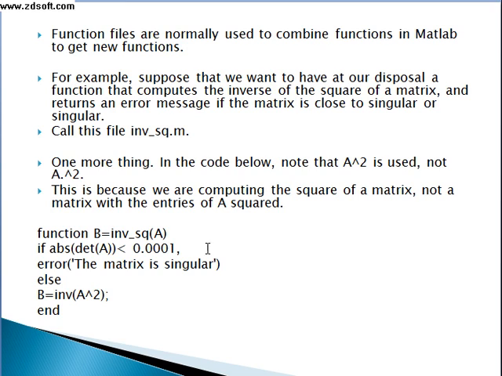Now the code for this is: function, starting with a small f, output b equal to the file name, that is inv_sq, and input is a, so in brackets a. Now if abs of det of a is less than 0.0001, then an error message should come, that is, matrix is singular. This is the case of a singular matrix, so I am considering it. Now the else case will be b equal to inverse of a square. That should be my output, so I am assigning b the value inverse of a, that is my matrix, squared, and end the function, so it will give me the output.